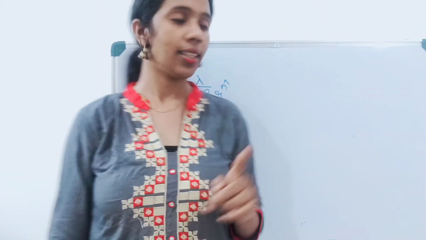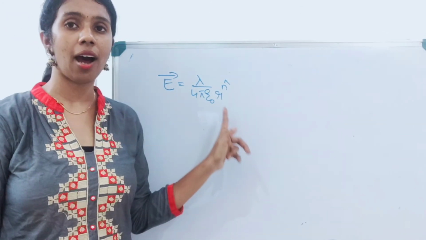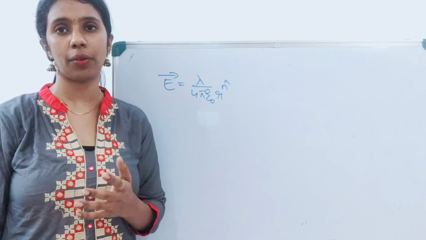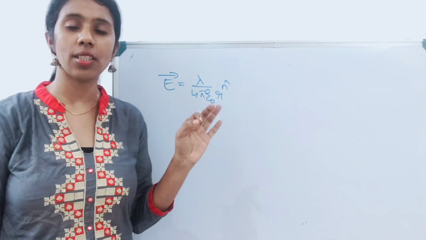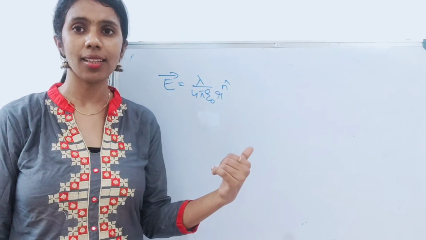The first part is to find the electric field due to an infinitely long straight charged conductor, for which there is a detailed video. The link is in the description box. Find it. The second part is to show the variation of electric field with the distance r. When you apply Gauss law to find the electric field of an infinitely long straight charged conductor, the electric field is equal to lambda divided by 4 pi epsilon 0 r into n cap, where n cap is a unit vector. Here lambda is the linear charge density and r is the distance between the point and the line charge.